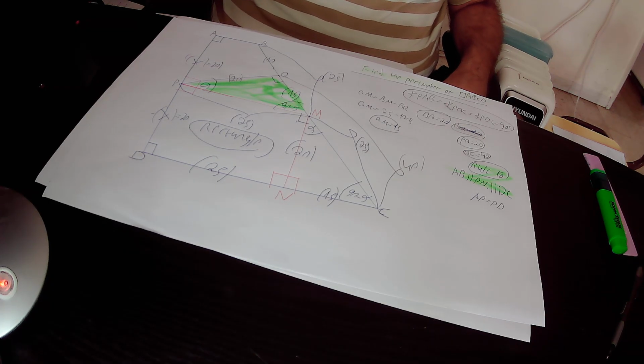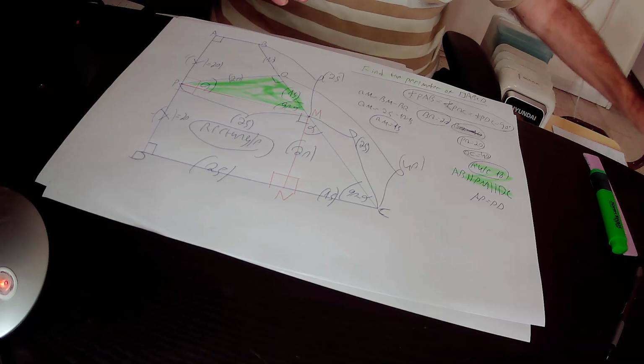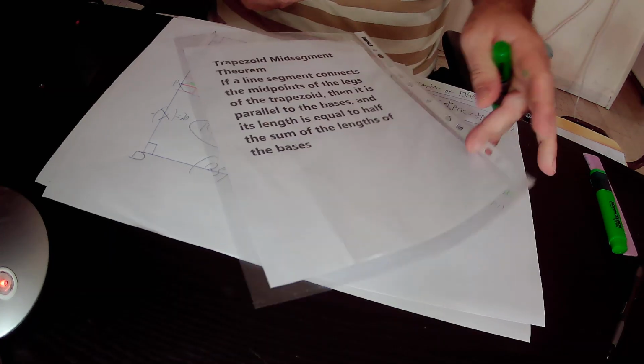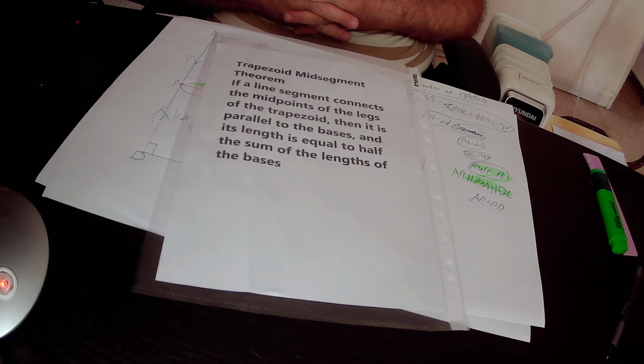Okay. So what is the trapezoid mid-segment theorem? According to the trapezoid mid-segment theorem, if a line segment connects the midpoints of the legs of the trapezoid, then it is parallel to the bases, and its length is equal to half of the sum of the lengths of the bases.